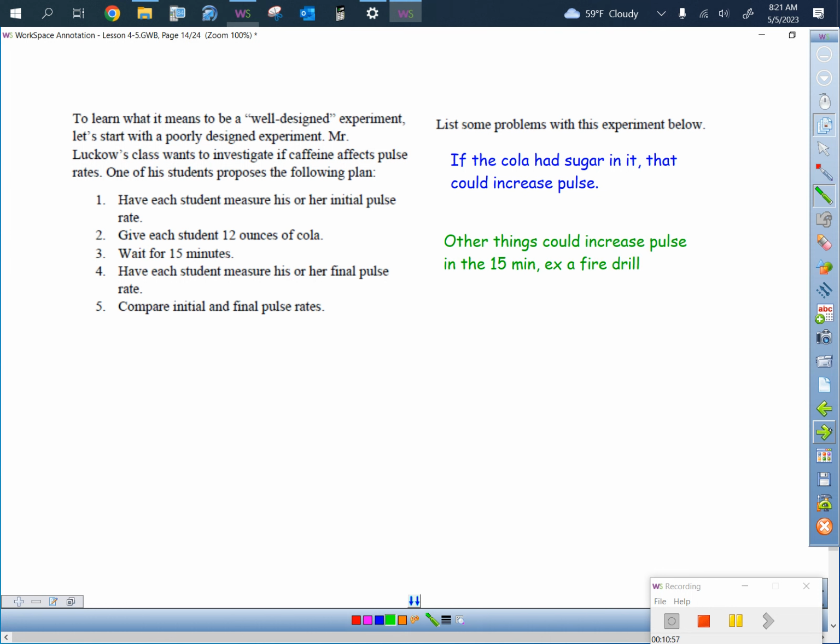All right, and then let's get into that control group first. So we'll go back to the vocab on the front page. The solution to these problems is to have two groups: one group that receives the caffeine and a control group that doesn't get the caffeine. So what's a control group? It is used to provide a baseline for comparing the effects of other treatments.